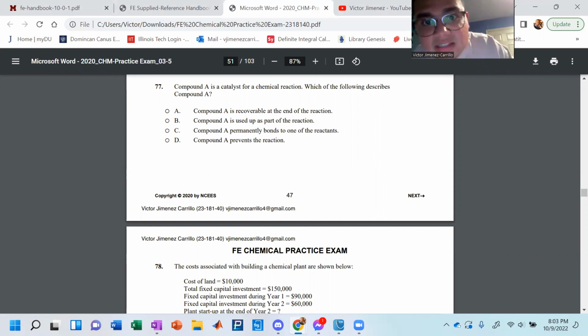Now remember, a catalyst lowers the reaction time or lowers the energy needed to make a reaction go forward. In other words, it is not used up in the reaction. All it does is lower the reaction time, and it's recoverable at the end of the reaction. So if you use a catalyst, you can reuse it again. Sometimes you can recycle catalysts or throw them away and buy new ones to keep lowering the reaction time. So the only answer here is A. Compound A is recoverable at the end of the reaction.